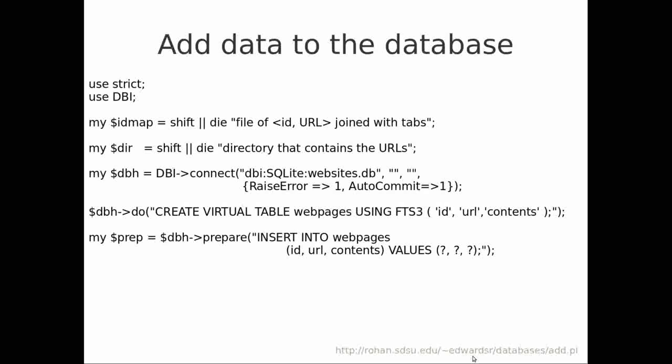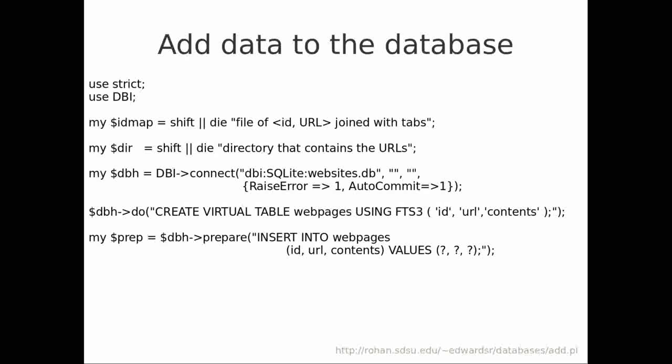I'm going to break this down for you and talk about the individual components. But much of it you've already seen. You've already seen the use strict. You've already seen the use DBI. And then the ID map and the dir are just accessing the ID map file that we created in the previous example where we wrote a web crawler, and the directory of output files.